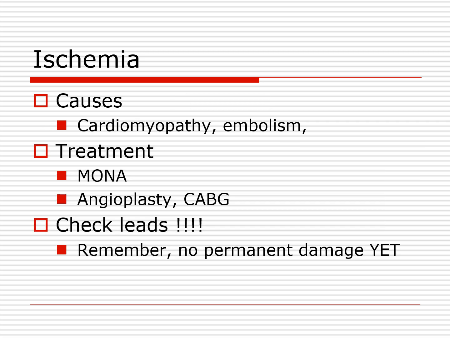Some of the causes can be cardiomyopathy and embolism. You want to treat with MONA: morphine, oxygen, nitro, and aspirin. Angioplasty, you need to bust up the clot. Bypass surgery. Check leads. Make sure there's no permanent damage yet, but make sure you go ahead and start with MONA.